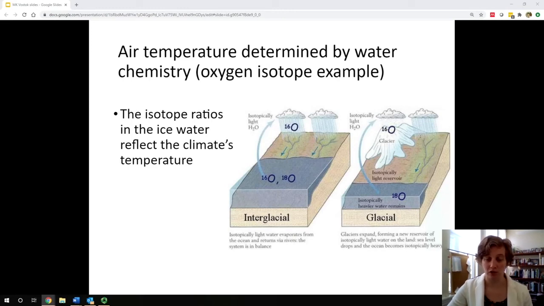In interglacial or warmer periods of time, the water falls as rain and runs off back to the ocean. But in glacial periods, that light water gets trapped in snow and ice on land, and a relatively larger amount of heavy water returns to the ocean. So, in an ice core, glacial periods will contain more light water, and interglacial periods will contain more heavy water.